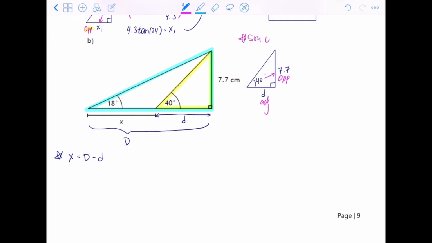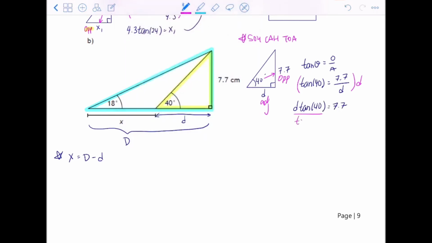So, the ratio we need to use is opposite and adjacent, so tangent. Tan theta equals opposite over adjacent. Tan of 40 equals opposite, which is 7.7, over adjacent, which is d. You multiply both sides by d, and you should get d times tan of 40 equals 7.7.